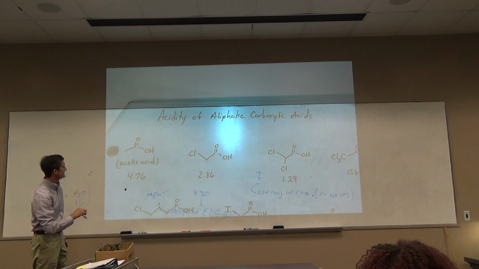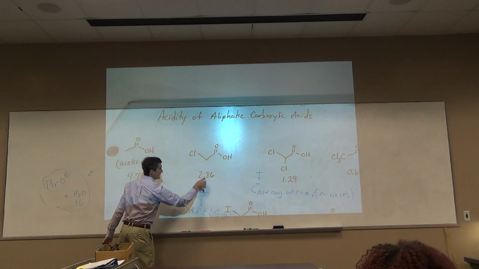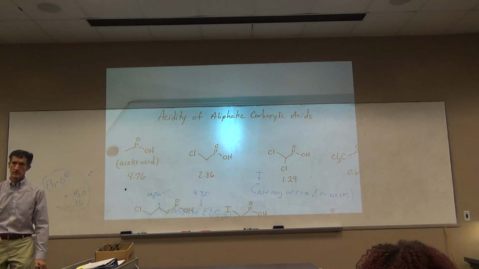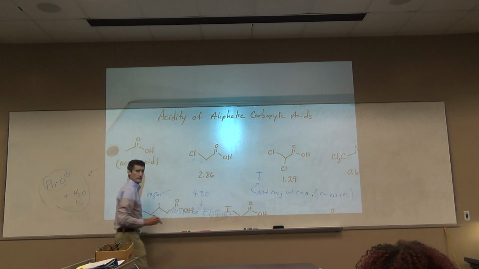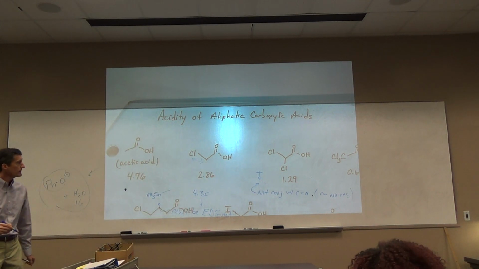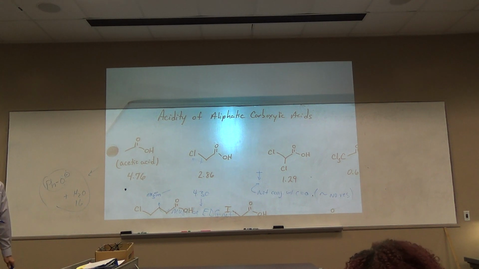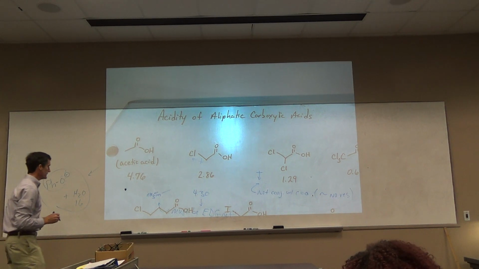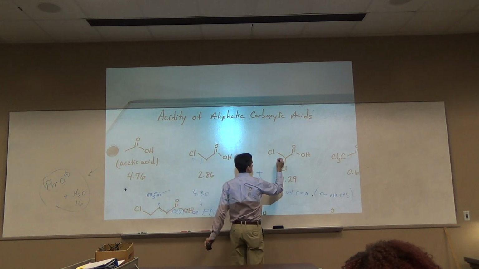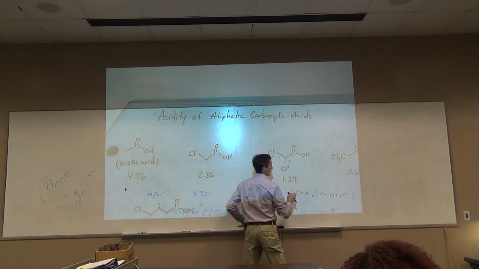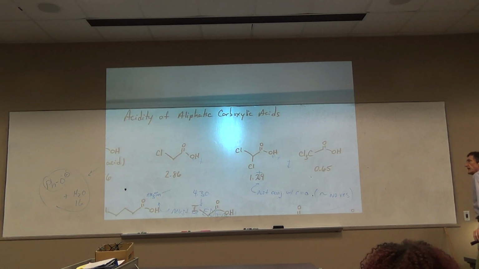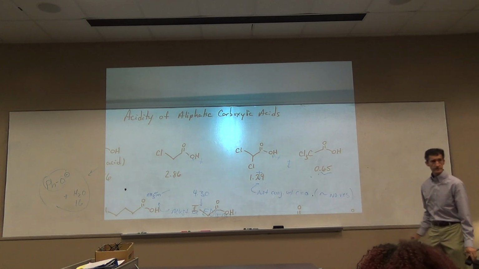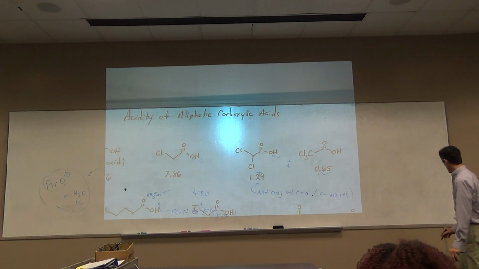What if we have substituents out here? You put a chlorine out here at 2.86. Why? Because the chlorine is electron withdrawing inductively. Okay? What if you put 2 chlorines? Even more acidic, right? What about 3? I just drew that one with the CCl3, yeah? Even more acidic. We're getting pretty darn acidic here, yeah? Okay?